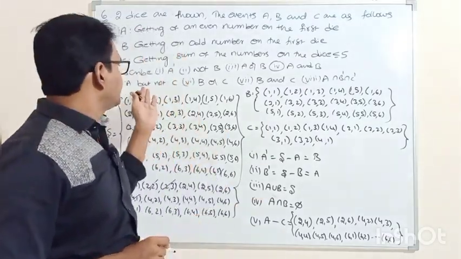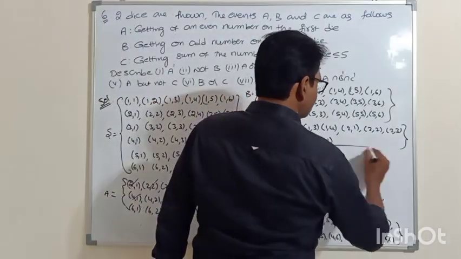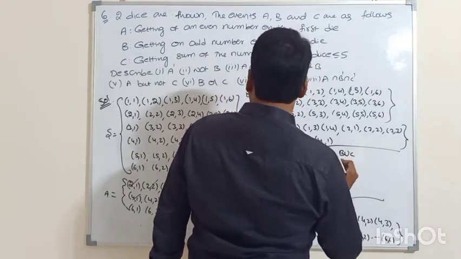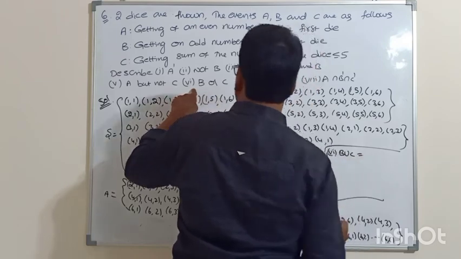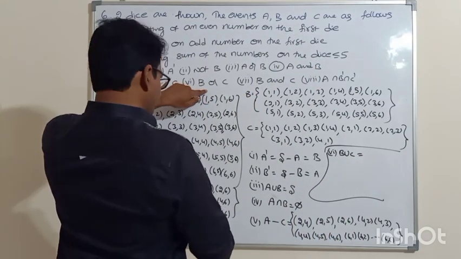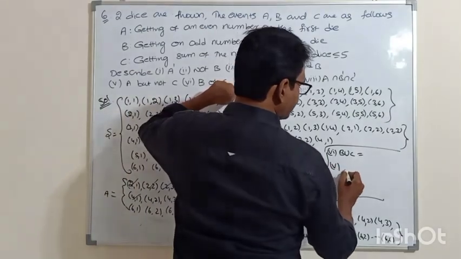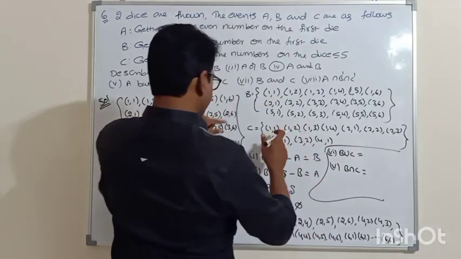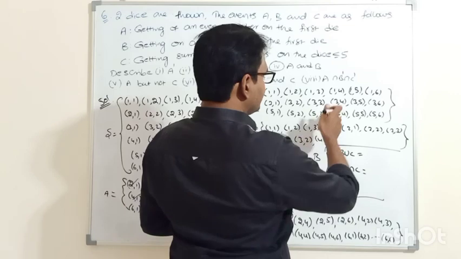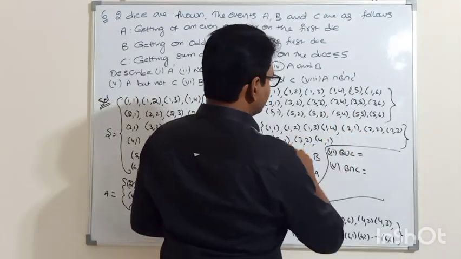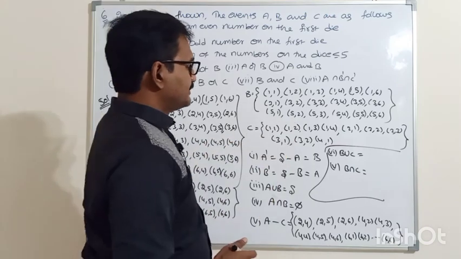Similarly, you can find B or C. B or C means B union C. What is B union C? You can find it: all elements which belong to B and C. Next, B and C means B intersection C. Find B intersection C. Are there any common elements? So 1,1 is common, 1,2 is common, 1,3 is common, 1,4 is common, 2,1 is not common. Similarly, write the B intersection C.